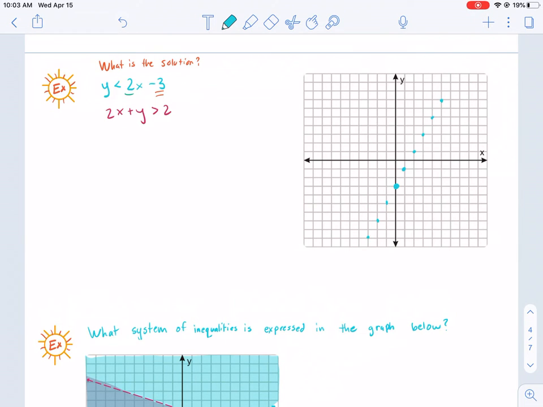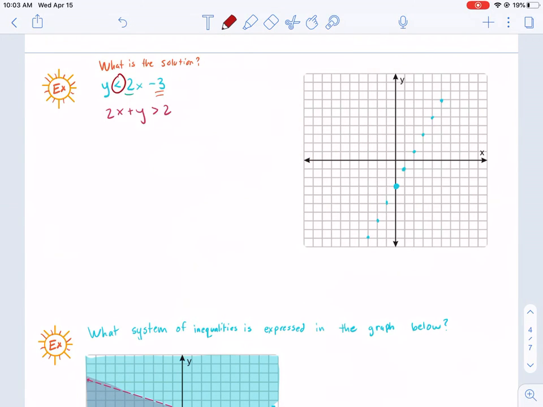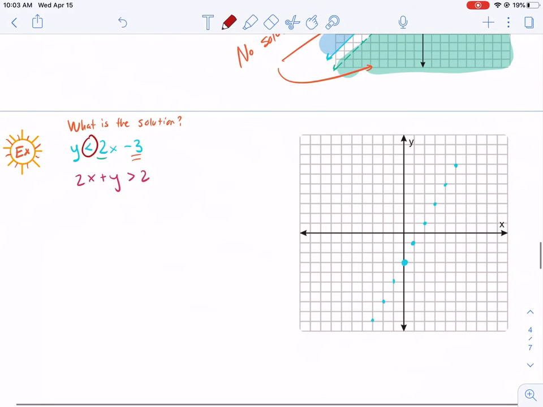And there we go. Now, we need to determine if it is a solid or a dotted line. That is discovered by looking at the inequality. If it has a line underneath it, it's solid like the line. If it doesn't, then it's going to be dotted or dashed, whatever you prefer. So I'm going to do dash just because it's a little bit easier to draw.